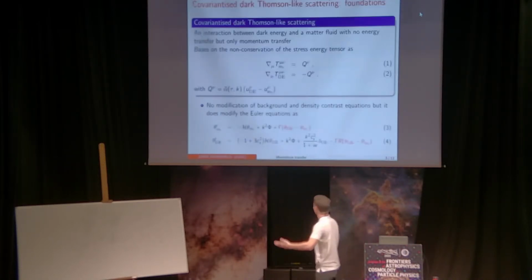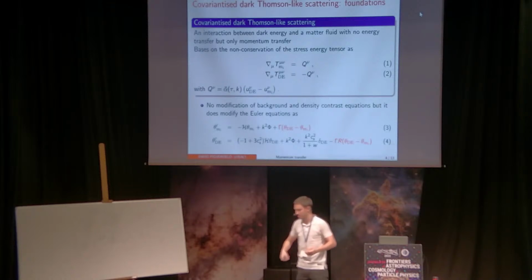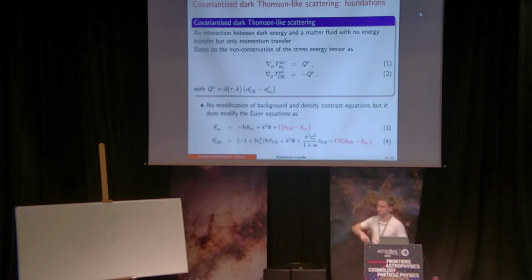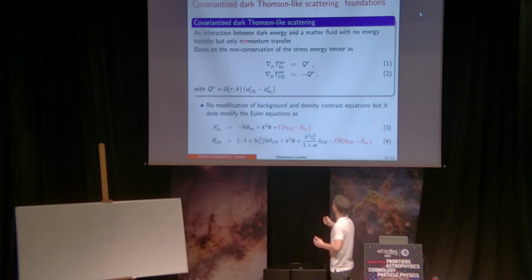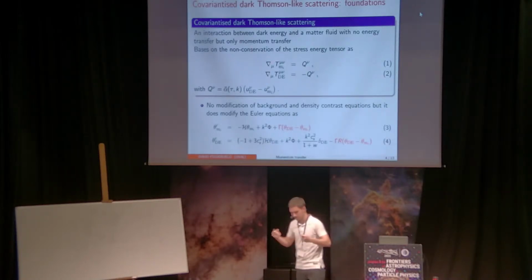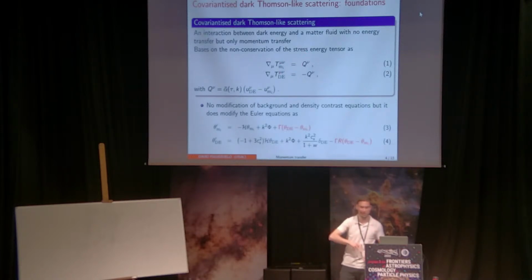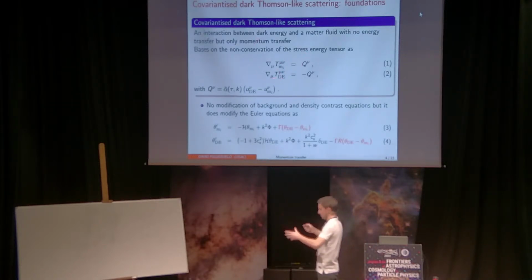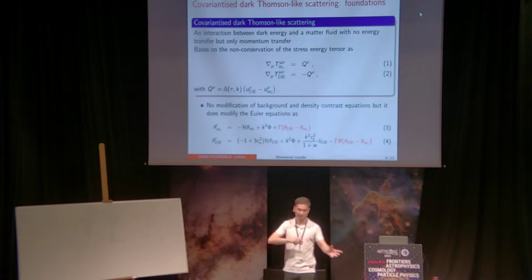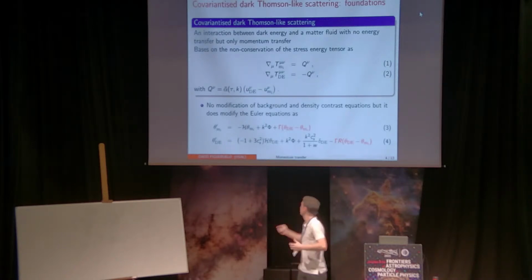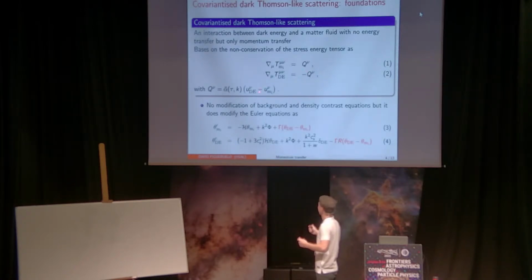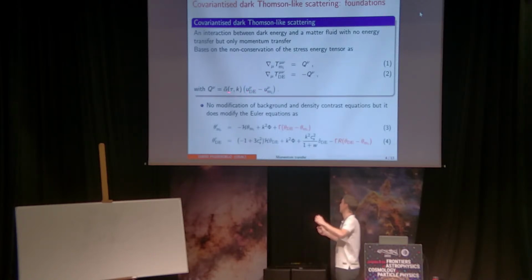So here is where momentum transfer, especially in my case the covariantized Thomson-like dark scattering, can say something. This kind of model is based on a non-conservation of the stress-energy tensor of dark energy, and this could be with dark matter, or it could be baryons, or both. Then the global stress-energy tensor of dark matter and dark energy will be conserved. So the idea is that the coupling will be proportional to the relative velocity between both interacting fluids, for example dark energy and dark matter, and here is the coupling constant that can depend on time or scale.